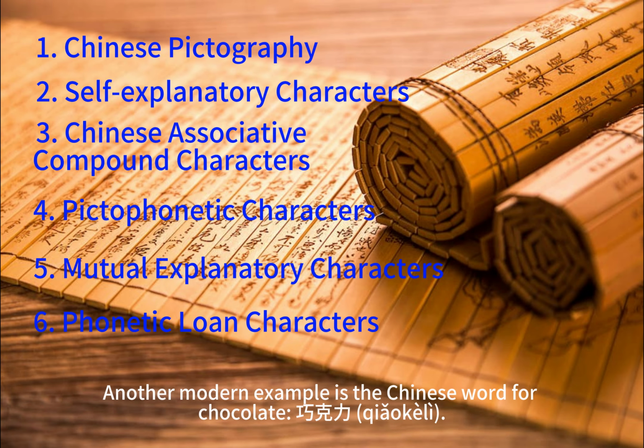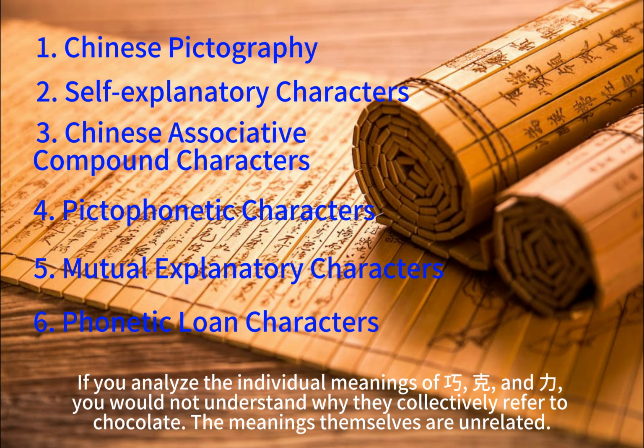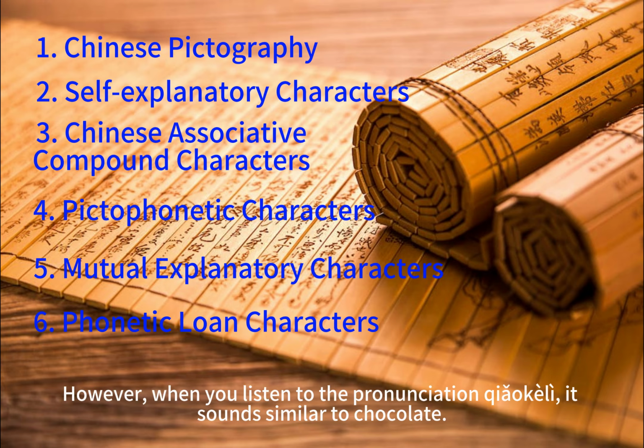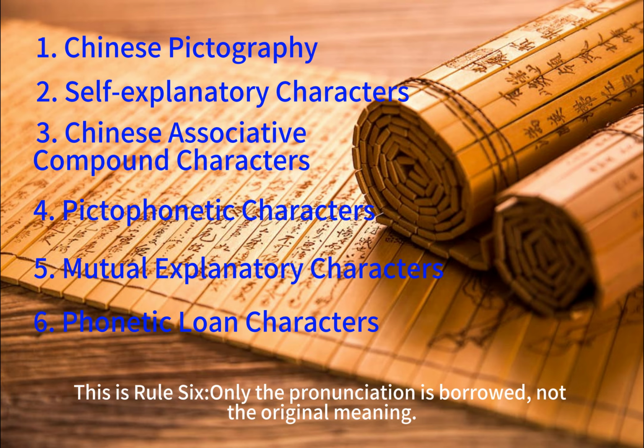Another modern example is the Chinese word for chocolate, 巧克力. If you analyze the individual meanings of 巧, 克, and 力, you would not understand why they collectively refer to chocolate. The meanings themselves are unrelated. However, when you listen to the pronunciation, qiao ke li, it sounds similar to chocolate. This is Rule 6. Only the pronunciation is borrowed, not the original meaning.